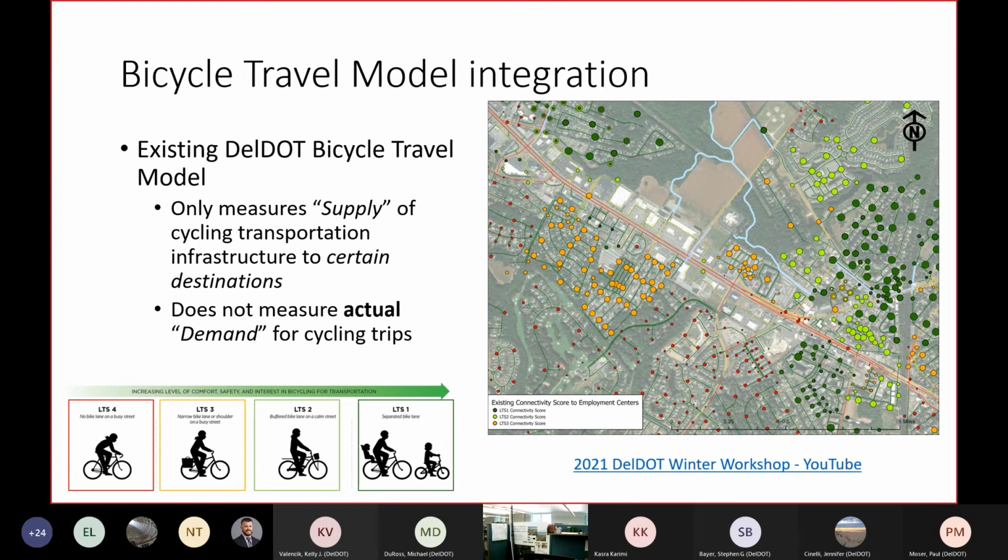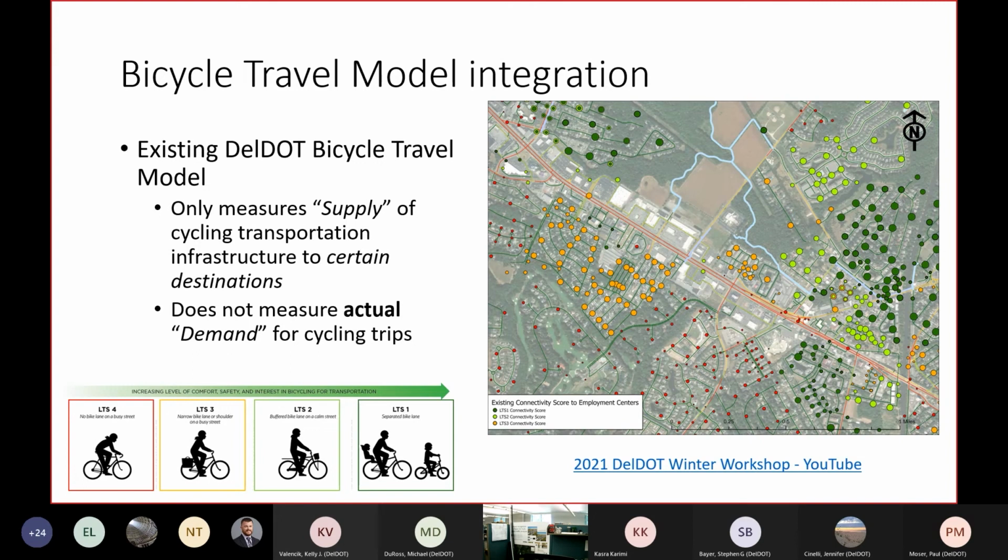So right now we only look at supply, but we wanted for a while to look at demand. So when we build a new project, are people actually biking there? And then would that project potentially push people to cycle there more in the future?